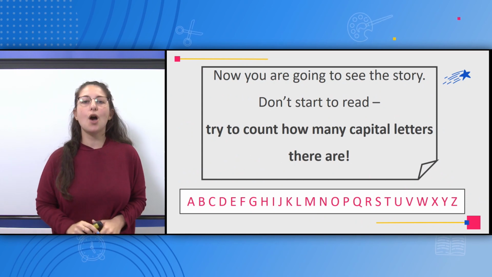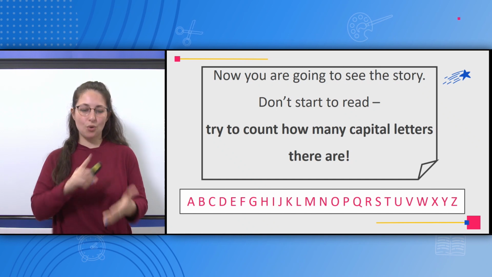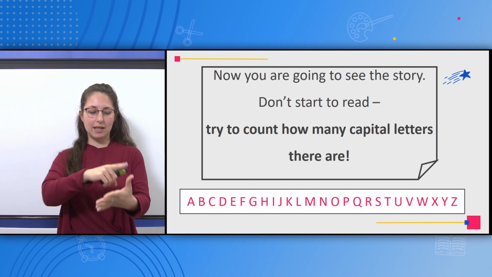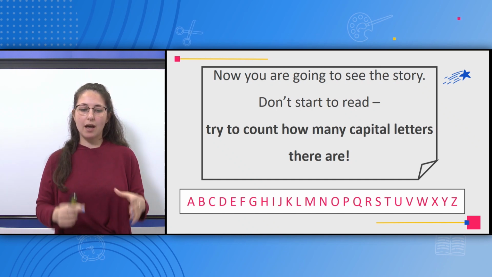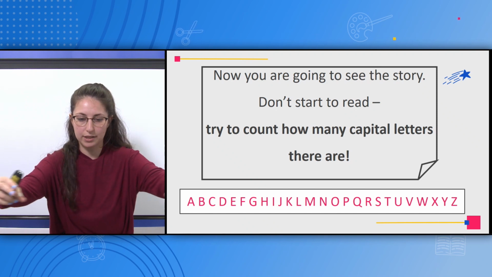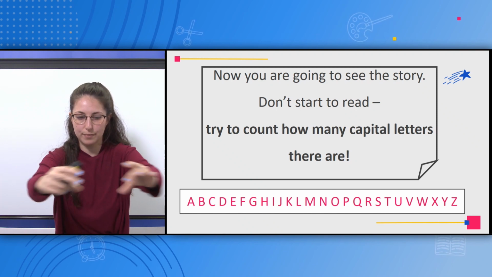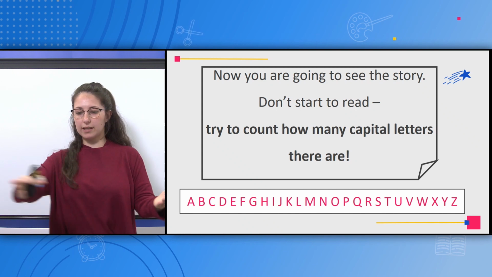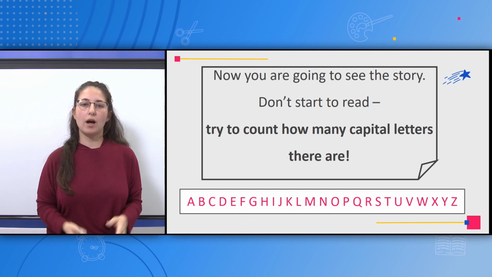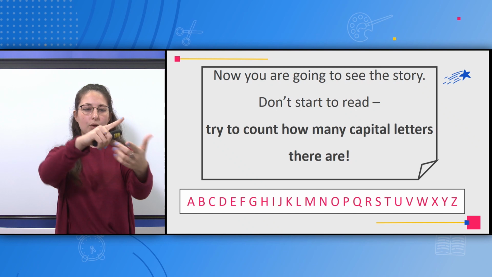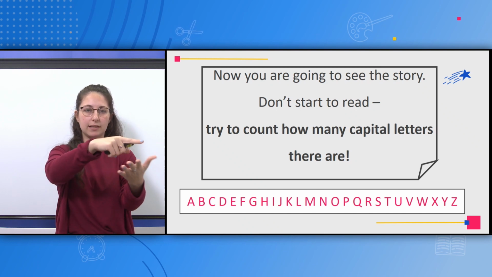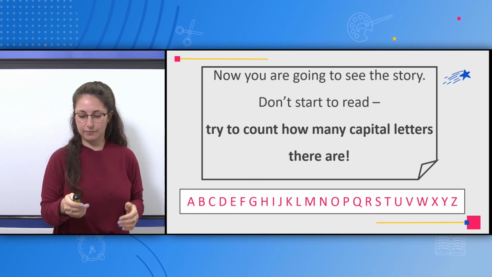No, no, no. What you need to do is to count how many capital letters there are. Here is the capital letters. Can you see the letter band below? This is all the English capital letters. So, look at the story and count how many capital letters do you see.